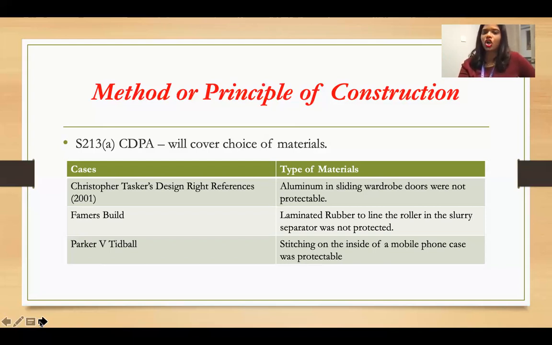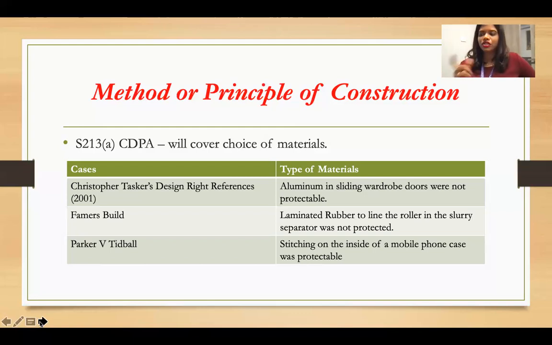So in the case of Christopher, the court said that aluminium in sliding doors was not protected, because if I protect this, then no other people can use aluminium in their wardrobe doors. So that's why the court said we will not protect this. The whole reason is we don't want to monopolize. But remember, the general rule is choices of materials can be protected. In the Farmer Bill case, the laminated rubber between the roller and the slurry separator was not protected. But in Parker and Tyndall, the court held that the stitching process was actually protected.